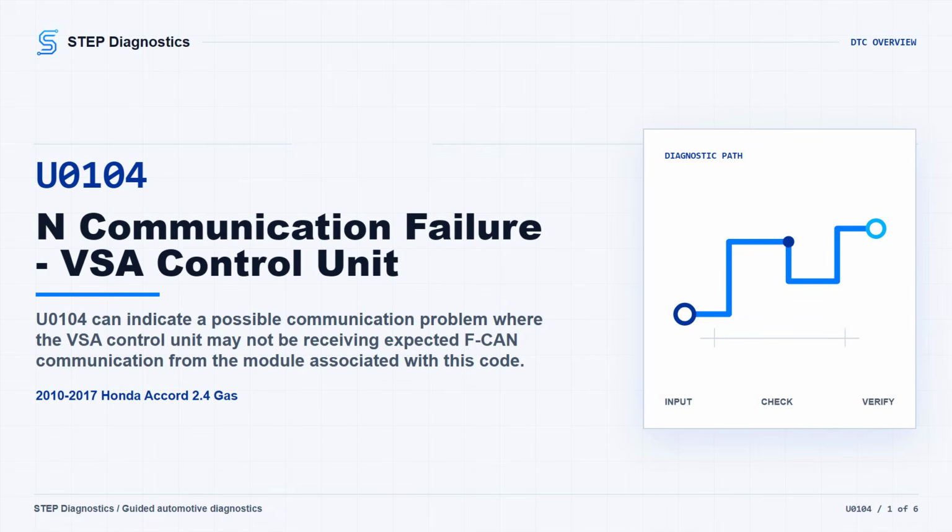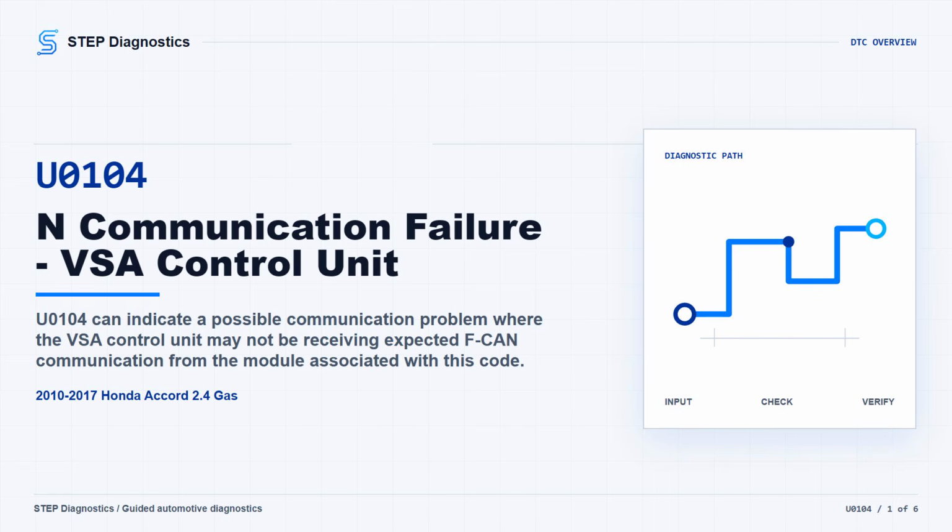On this 2010 to 2017 Honda Accord with the 2.4 gas engine, U0104 is a communication code on the VSA control unit side of the FCAN network. In plain terms, the VSA unit may not be hearing properly from the module tied to this code.